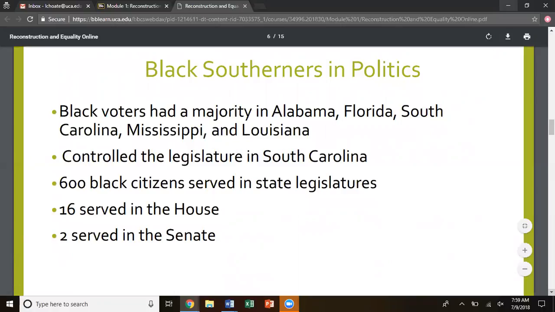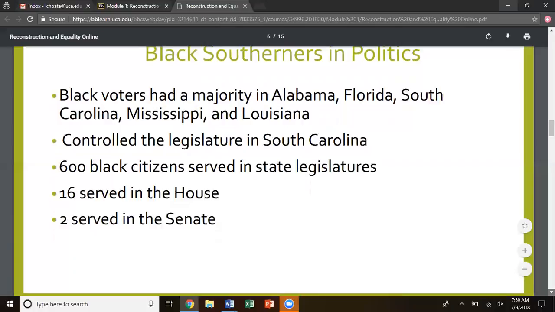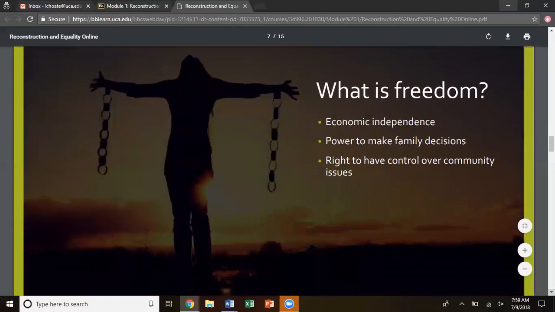In fact, with the right to vote, Black voters developed a majority in some states like Alabama, Florida, South Carolina, Mississippi, and Louisiana. In South Carolina, they controlled the state legislature. Over the first few years of Reconstruction, 600 Black citizens served in state legislatures, 16 served in the South, and 2 served in the Senate. So we do see this moment of empowerment in terms of Black citizens in politics. But this is going to be very scary to the white Southerner, and it's going to be very short-lived.